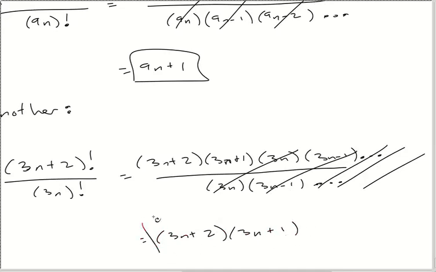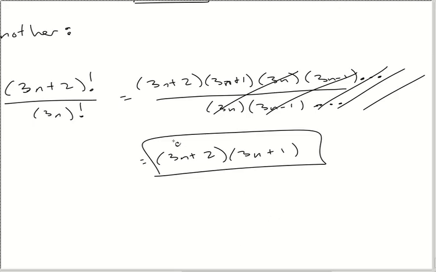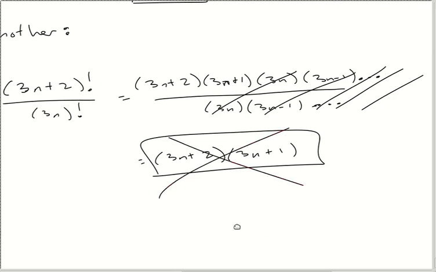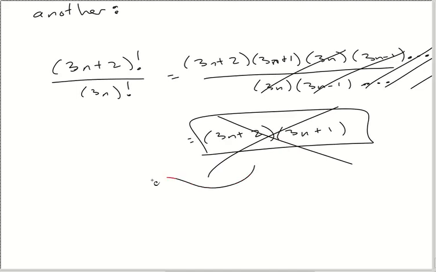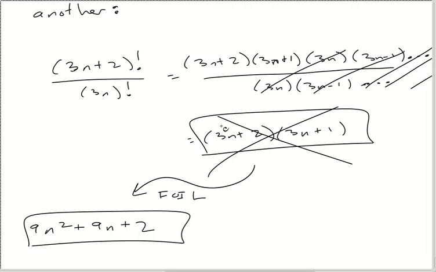Sadly, they need you to keep simplifying. If you put this in right here, it's going to say, no, you're wrong, and you're not wrong. And so what do we do? We FOIL this thing out. And so we got 9n squared plus 9n, actually 9n, and then plus 2. I'm not going to do that for you. You see what I'm supposed to be doing. It's not hard. Just wanted to show you.